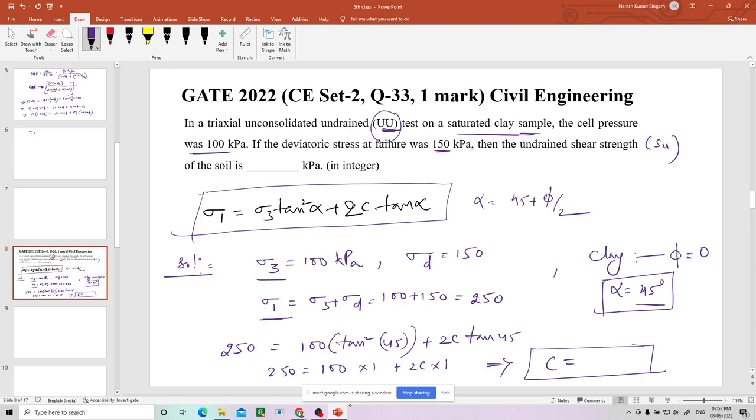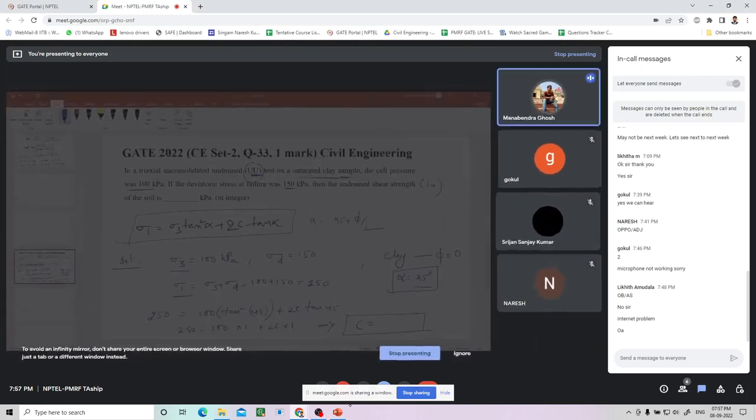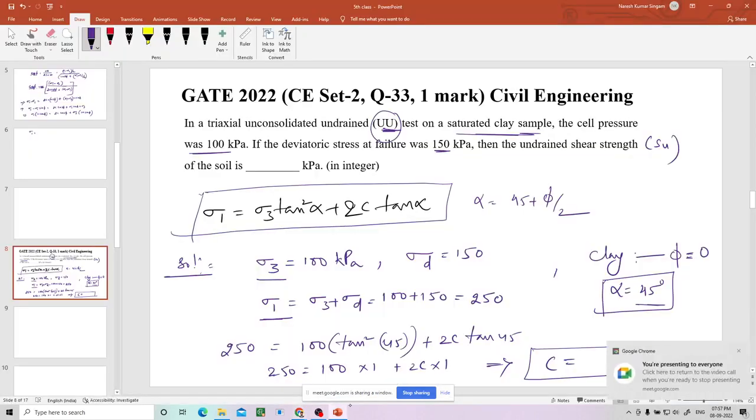One point? How? Okay, yeah, you can take time. 75. And if you see, the question is in kPa. All are in kPa. Sigma 1 is in kPa, sigma 3 is in kPa. Then you will be getting c in kPa.